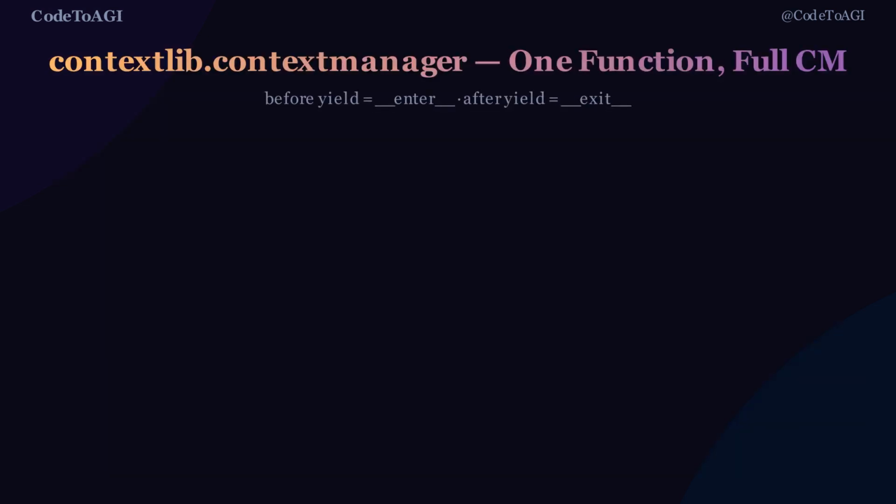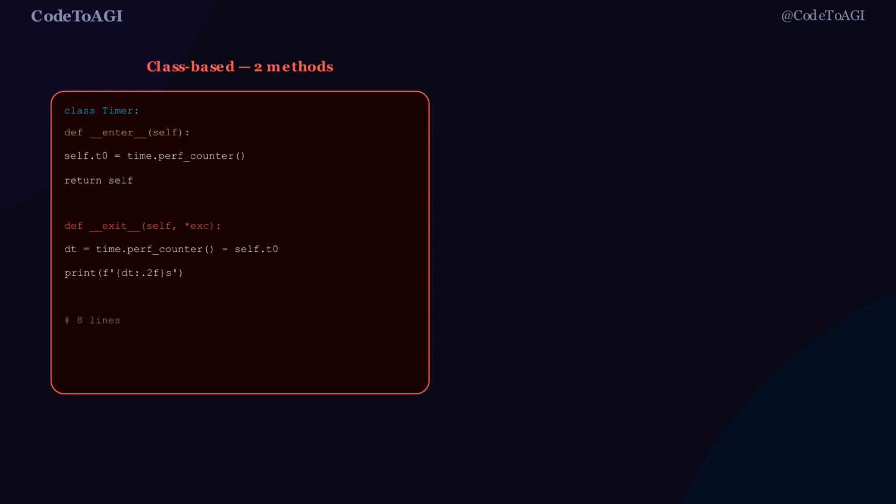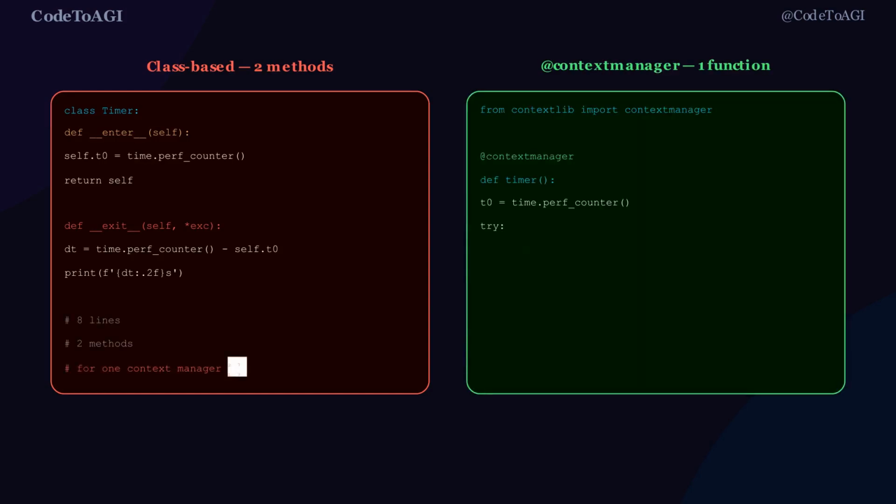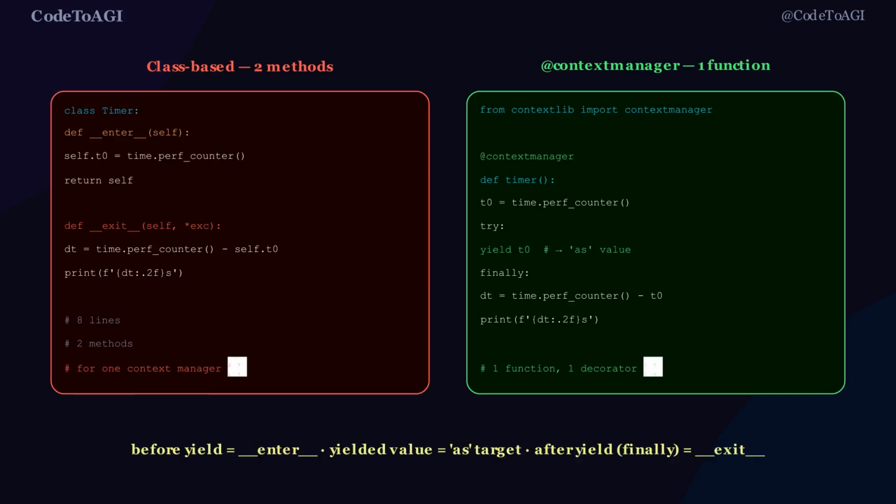Writing a whole class for a simple context manager is overkill. contextlib.contextmanager lets you do it with one generator function. Look at the code. On the left, the class-based timer from before, two methods, 8 lines. On the right, the same thing with the context manager decorator.